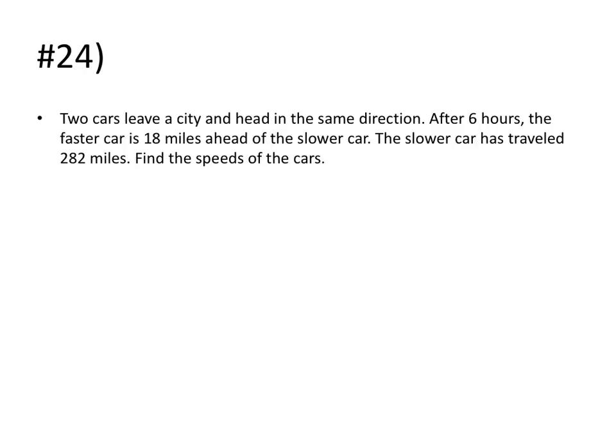Okay, 2 cars leave a city and head in the same direction. After 6 hours, the faster car is 18 miles ahead of the slower car. The slower car has traveled 282 miles. Okay, so this might look familiar because this was the bell work, but we're going to go through it anyway. Okay. So we have x is the faster car and y is the slower car, right?